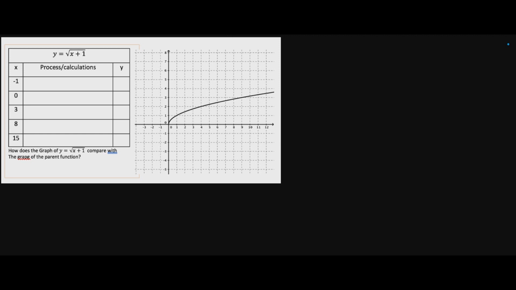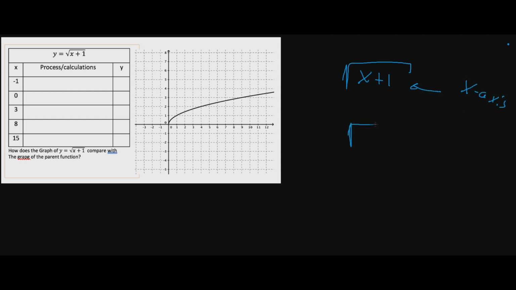Now looking at horizontal translations of square root functions, okay? Now, how do I know this is going to be a horizontal translation? It's moving to the left and to the right instead of vertical. Well, notice how this plus 1 is inside the square root where the x is located. This is going to affect our x-axis, right?